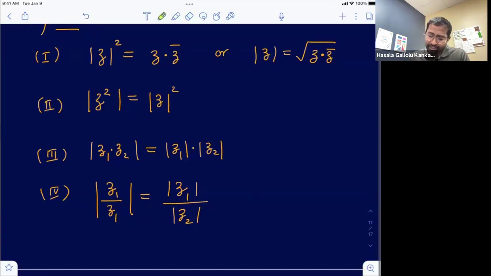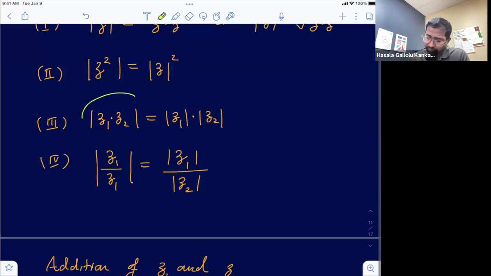And then the second component is about looking at the magnitude of z squared. When you consider the magnitude of z squared, that is none other than the square of the magnitude of that number. So in other words, it is coming directly from this product property. When you consider the magnitude of a product, that is none other than the product of the magnitudes of those two numbers. Now, if you set these two numbers to be the same, you will get exactly this property, right?